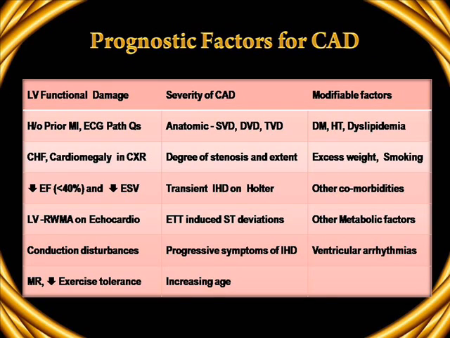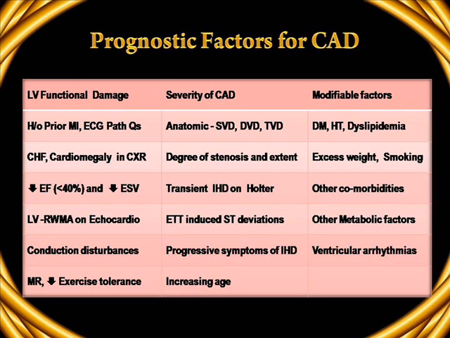In a given patient, what are the prognostic factors to decide which patient of CAD is severe enough and progresses, and which patient is stable enough and will not have problems? The first and foremost thing is the LV functional damage, as evidenced by previous MI, ECG evidence of pathological Q waves, congestive heart failure, cardiomegaly in the chest X-ray, decreased ejection fraction of less than 40% in the echocardiogram, decreased end systolic volume, left ventricular regional wall motion abnormalities in the echocardiography, conduction disturbances in the ECG, mitral regurgitation, decreased exercise tolerance of less than 5 METs. These all are indicative of substantial damage to the left ventricle, and they are predictors of poor prognosis.